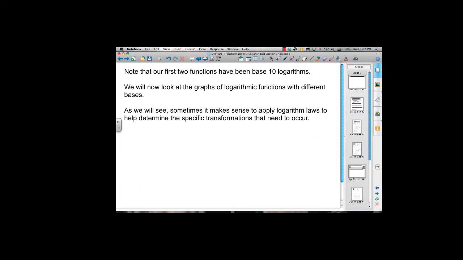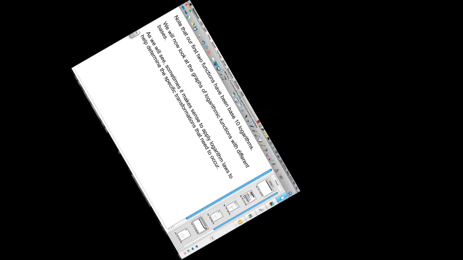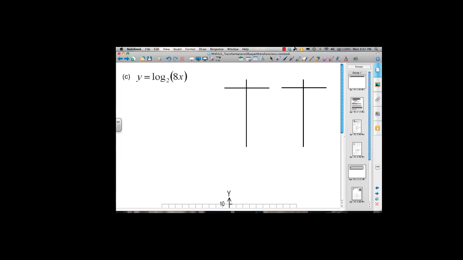All right, now with the first two functions that we've actually graphed transformations of, in both cases they were base 10 logarithms. What we're now going to look at are some functions that actually include different bases. And as we're going to see, sometimes it actually makes more sense to apply one of the logarithmic laws we have talked about to help determine specific transformations, rather than necessarily interpreting the equation as it was given to us originally.